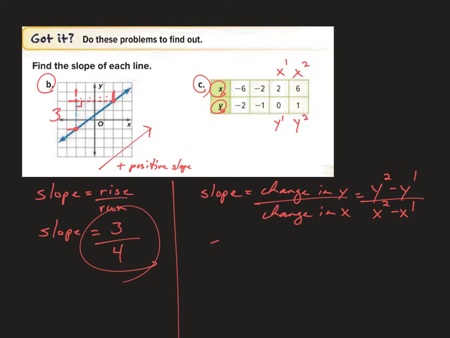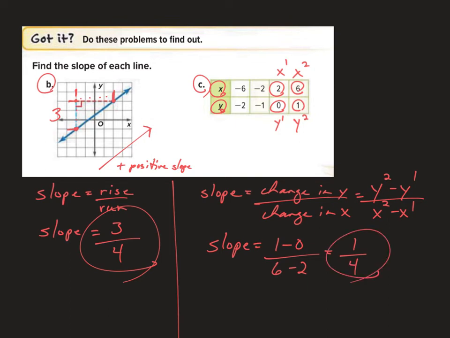So we just set up our equation. Slope is equal to y2 minus y1. So I've got y2 here and y1 here. So I've got 1 minus 0. And then x2 minus x1. x2 is 6. x1 is 2. So when I subtract, 1 minus 0 is 1. 6 minus 2 is 4. My slope is 1/4.